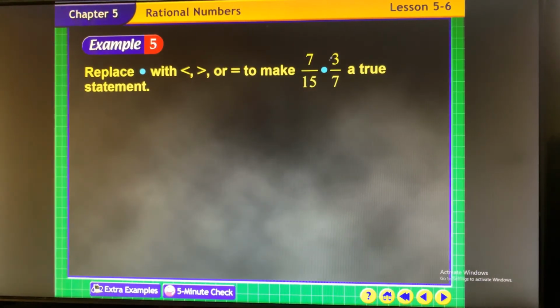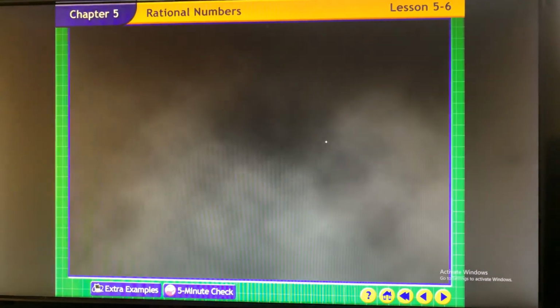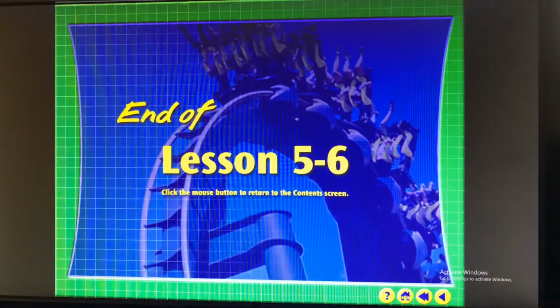Remember, I already taught you how to do this. Just do your cross multiplying. 7 times 7 is 49. And then 15 times 3 is 45. Obviously, 7/15 is greater than 3/7. Same thing, do your cross multiplying. And 5/20 over 21 is less than 9/14. And that's it.